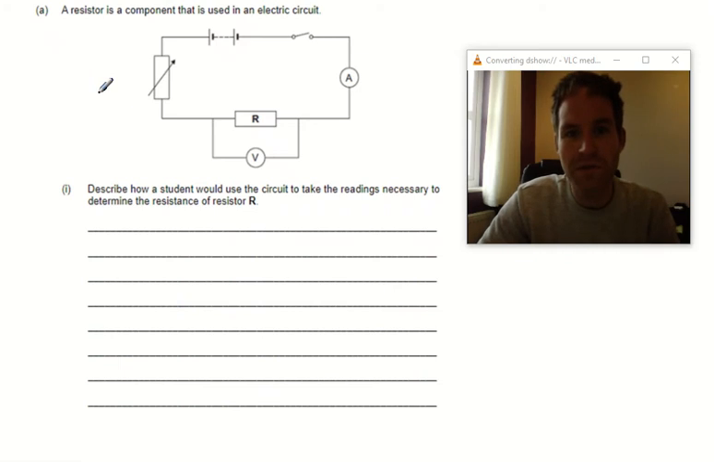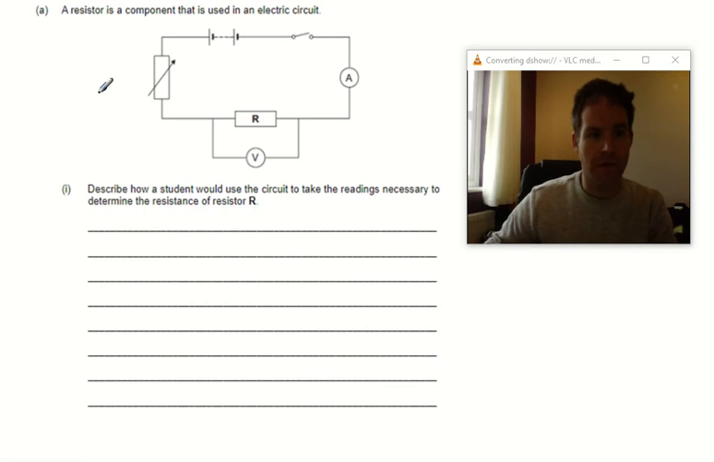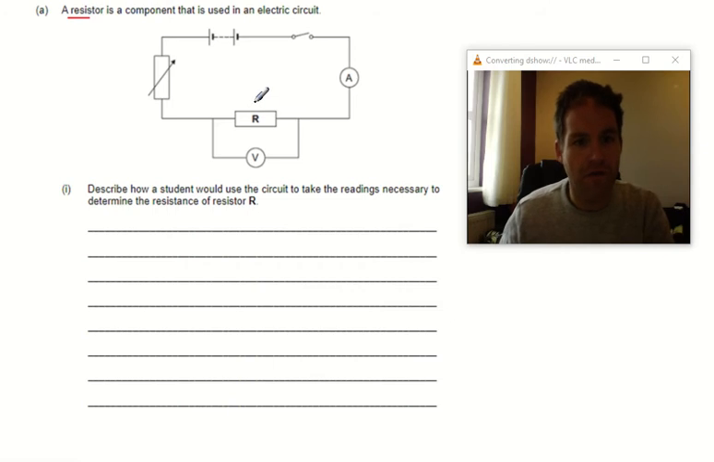Okay, this is the question prep and walkthrough answers for question 5. Let's go through that from the beginning. So this says the resistor is a component that is used in an electric circuit. The resistor, let's find that here. That is this part. That is the resistor. Okay, there it is. We've got some other components to think about.